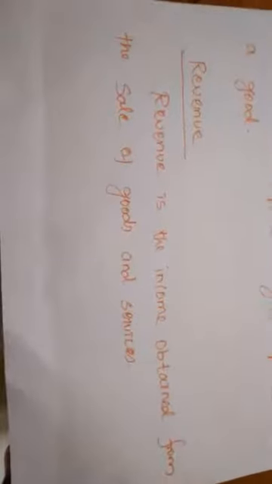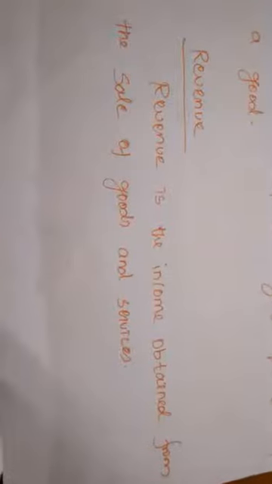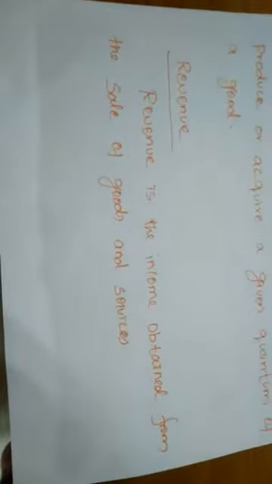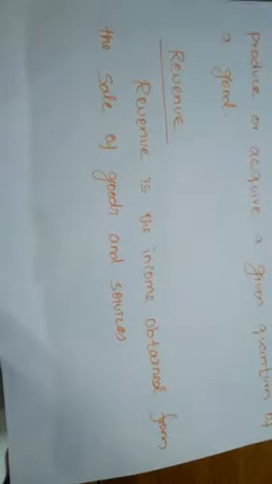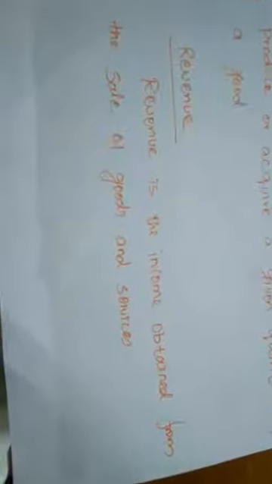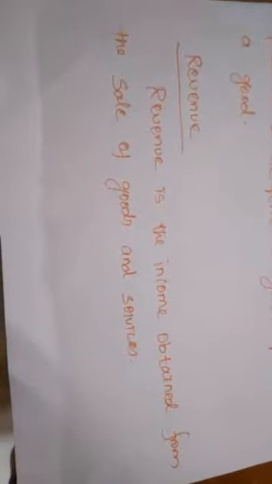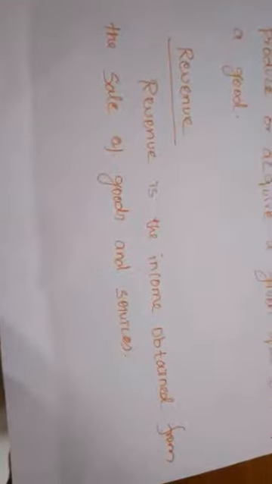Next, revenue. Revenue is the income obtained from the sale of goods and services. The seller sells some goods and services, and the producers also produce and earn profit. How much income is earned by the sellers or the producers is called revenue. So the revenue is the income obtained from the sale of goods and services.